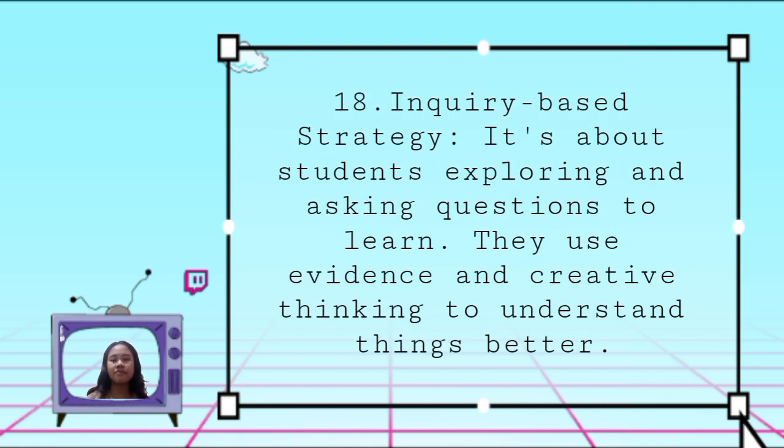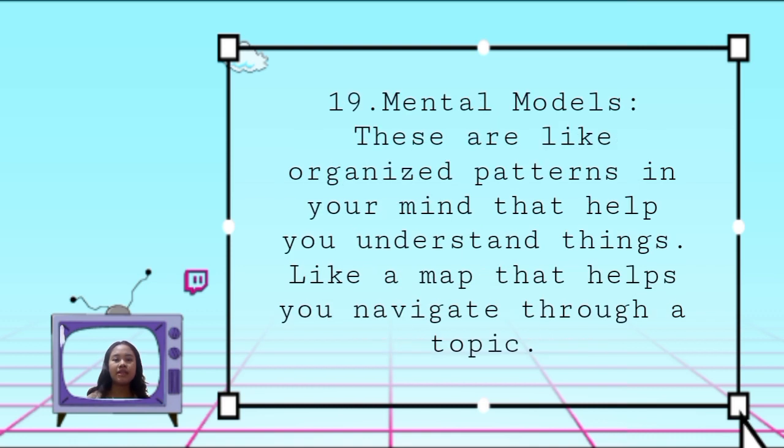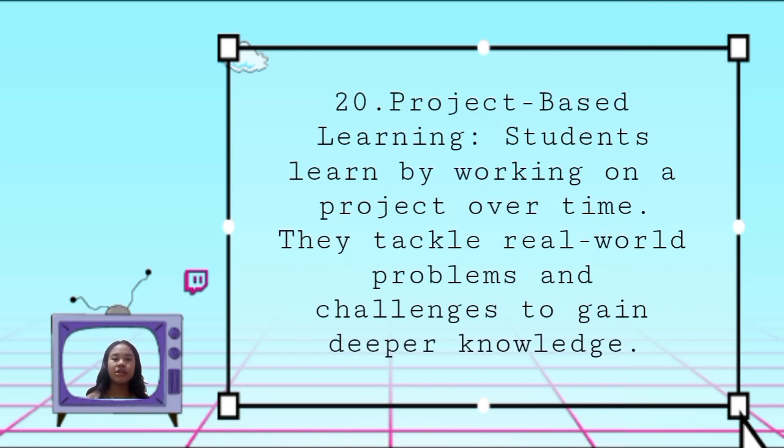Next is the inquiry-based strategy. It's about students exploring and asking questions to learn. They use evidence and creative thinking to understand things better. The next is the mental models. These are like organized patterns in the mind that help you understand things, like a map that helps you navigate through a topic. And the last is project-based learning. Students learn by working on a project over time. They tackle real-world problems and challenges to gain deeper knowledge.